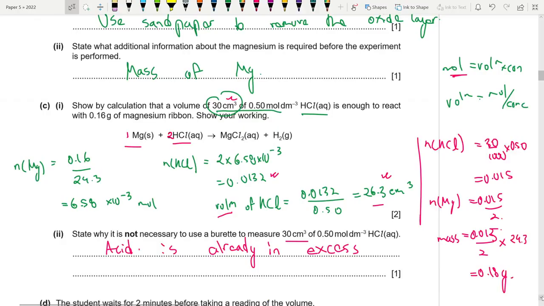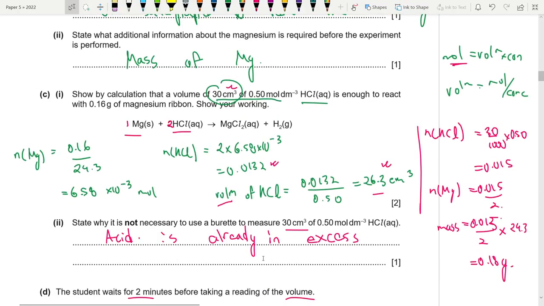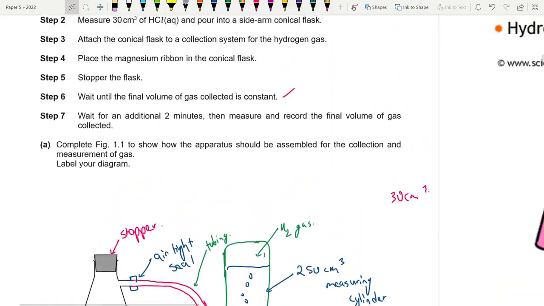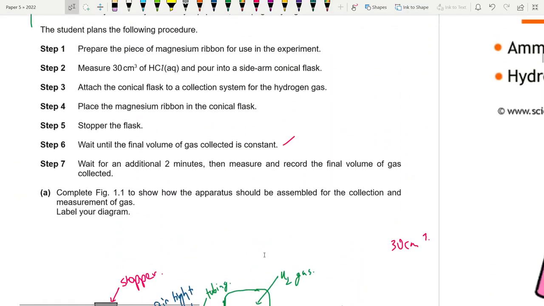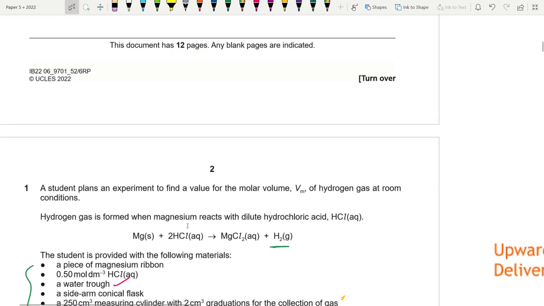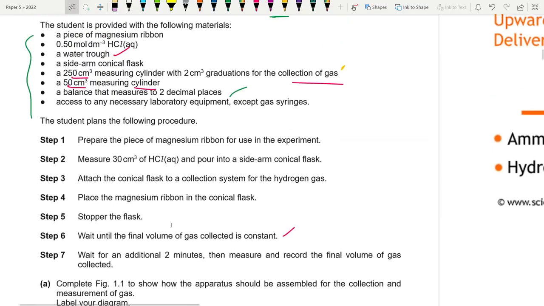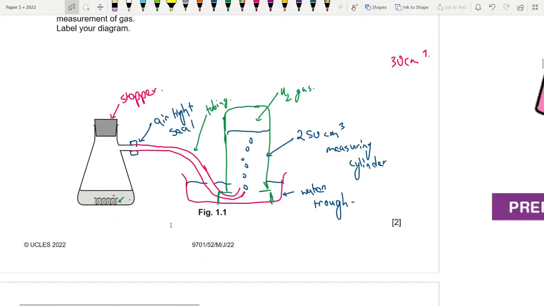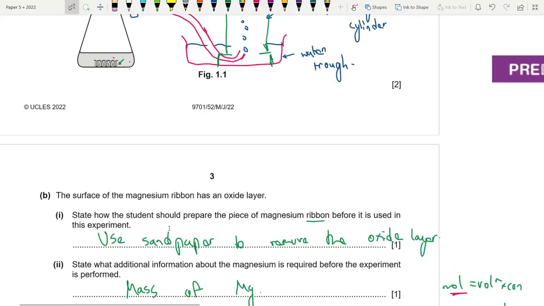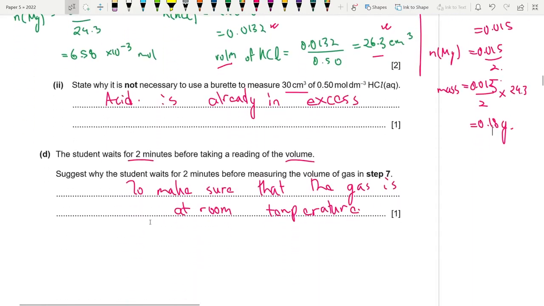So this next question is very, very important. Why does the student wait 2 minutes before taking a reading of the volume? Okay, this is very important. You guys need to understand that this is an exothermic reaction. It generates heat. When you generate heat, a gas tends to expand, right? So you need to allow 2 minutes for the heated gas to come down to room temperature. And in the process of doing so, the volume might decrease because it was heated beforehand, right?